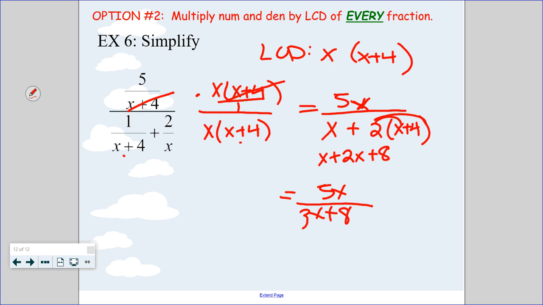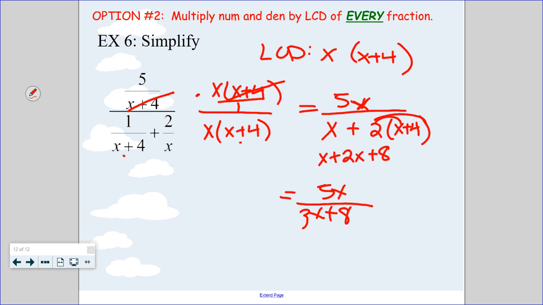On the bottom, you have to make sure you distribute it to both of those, and the x plus 4 cancels there, and I'm left with just an x, and the x cancels there, and I'm left with just an x plus 4. And then we just combine. Questions about that? Okay, so that's the end of 5.5.